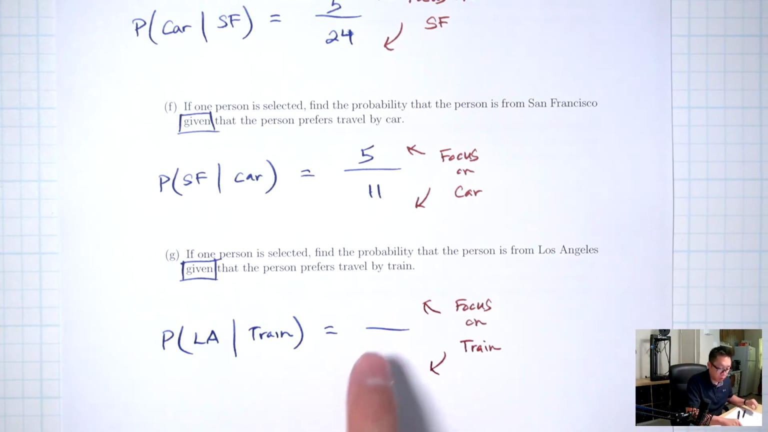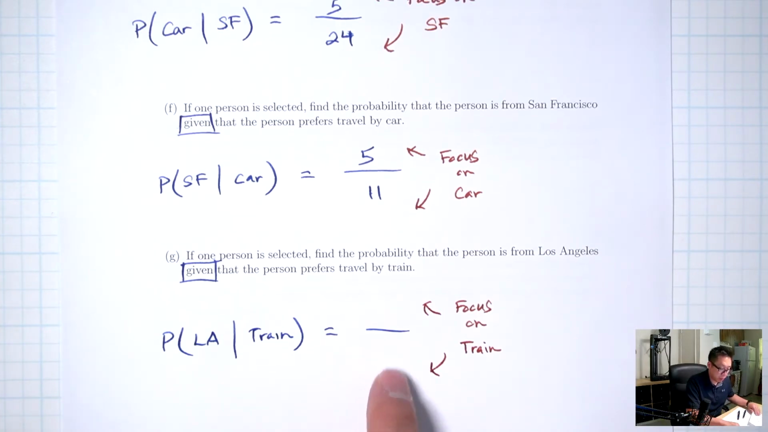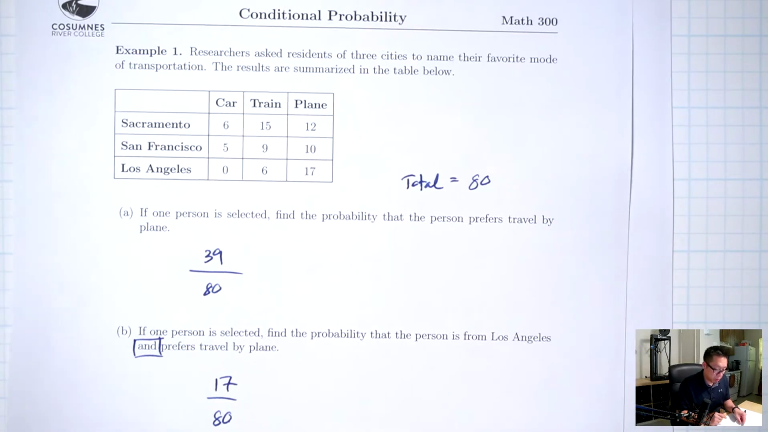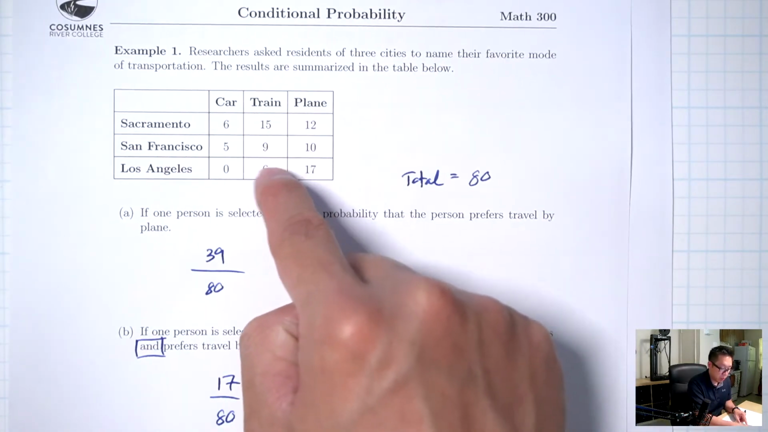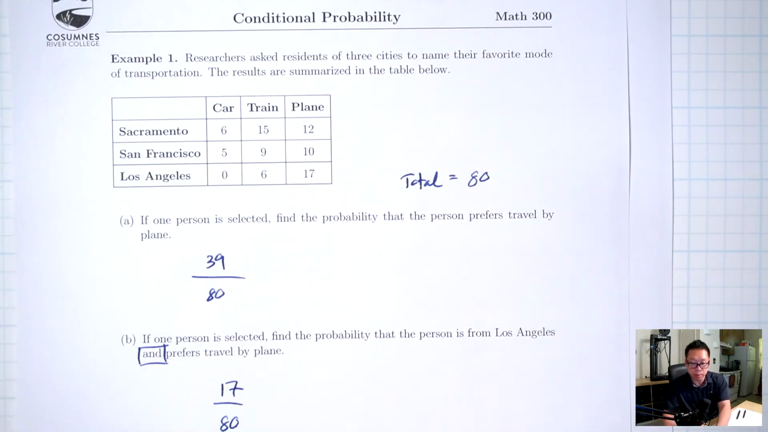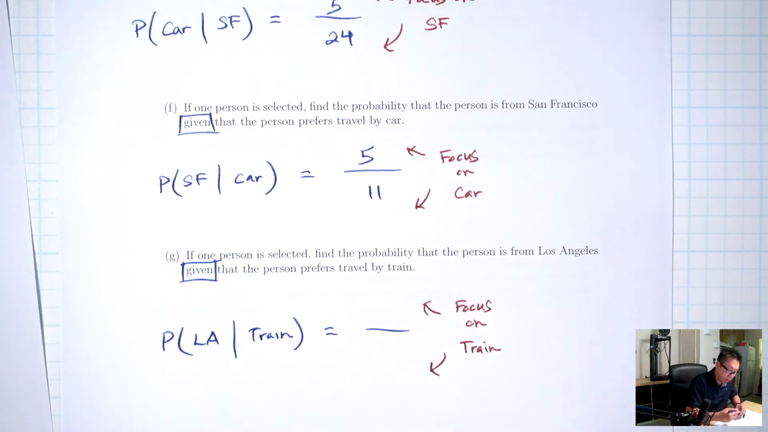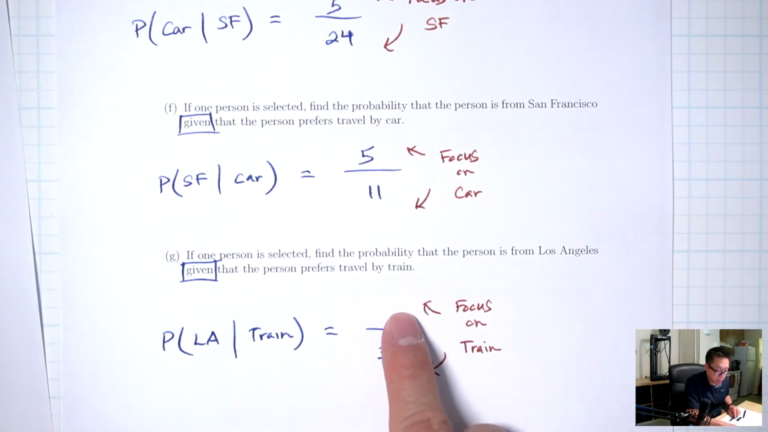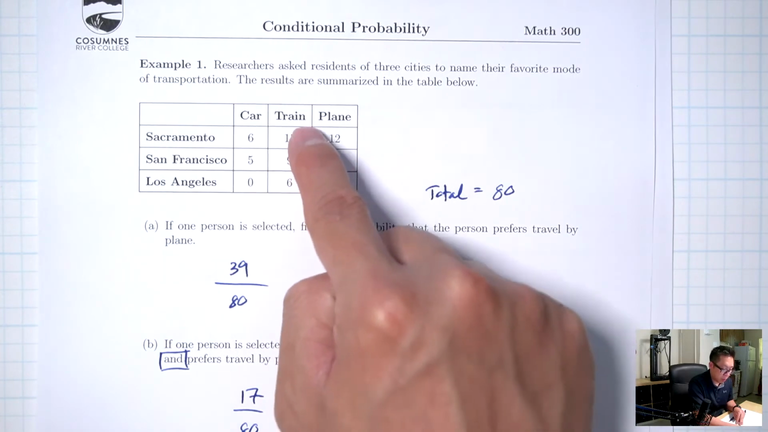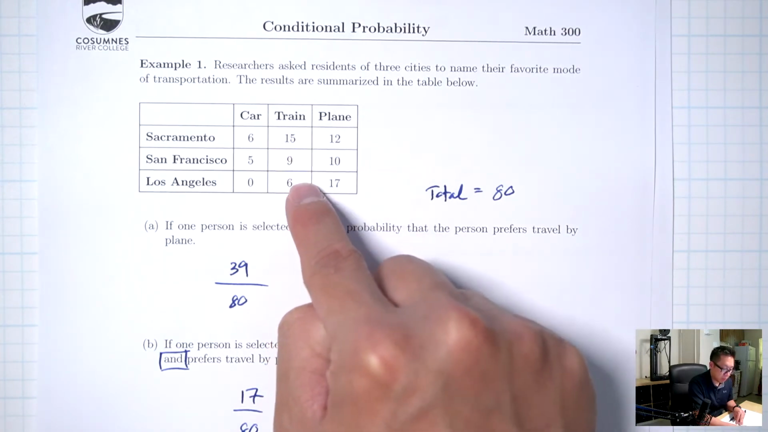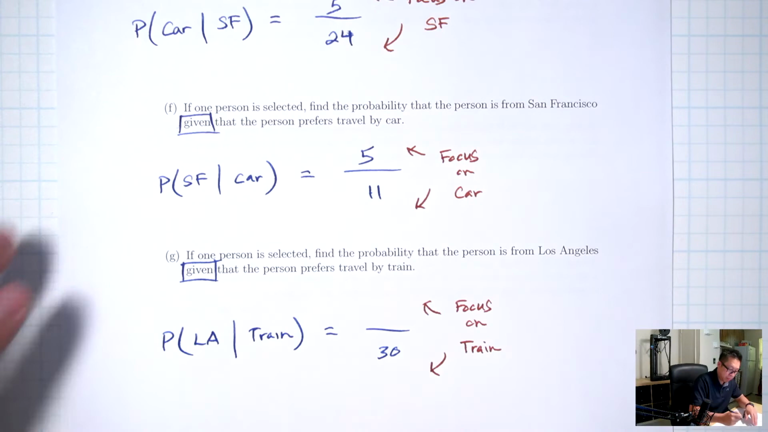So for the bottom, focusing just on train numbers, how many are there total? So just train numbers, 15, 9, 6. What's 15 plus 9 plus 6? It's 30. Okay, so focusing just on the train numbers, the total is 30. And then still focusing just on the train numbers, how many are LA? Just train numbers, how many are LA? 6.